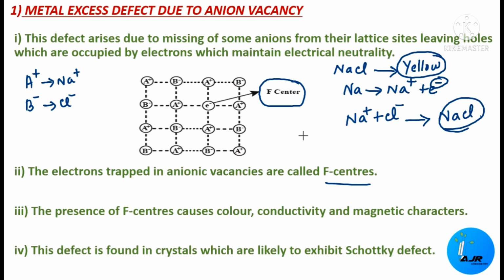If it is KCl, then it will be producing a violet color. And if it is lithium chloride, LiCl, it will be producing pink color. Understood, students? This type of defect is found in crystals which are likely to exhibit Schottky defect.